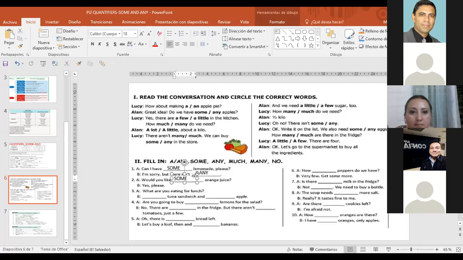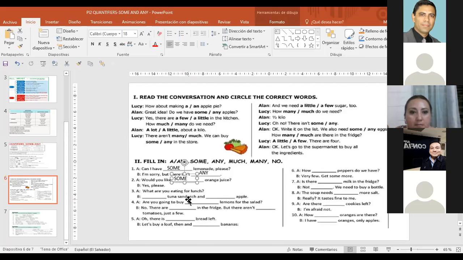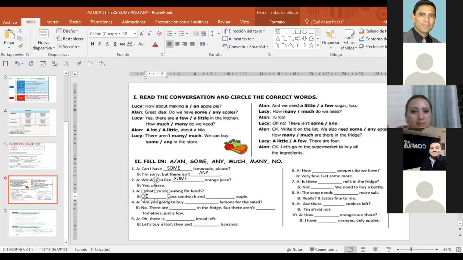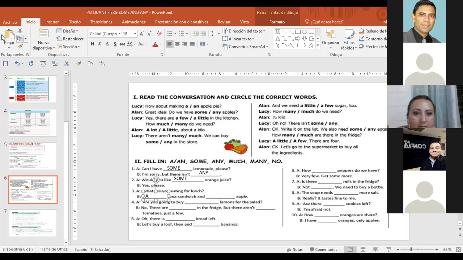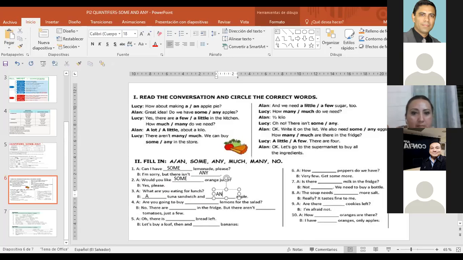What are you eating for lunch? A tuna sandwich and an apple. Very good. An apple, because the next word starts with a vowel. So we use a before a consonant.